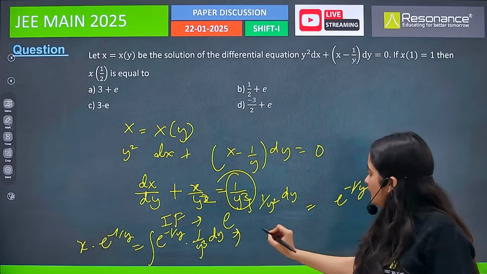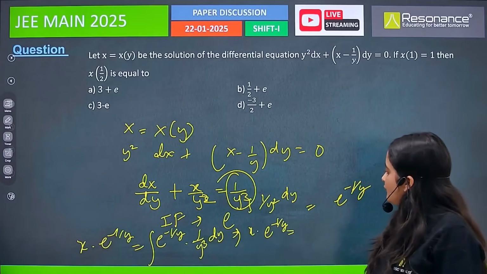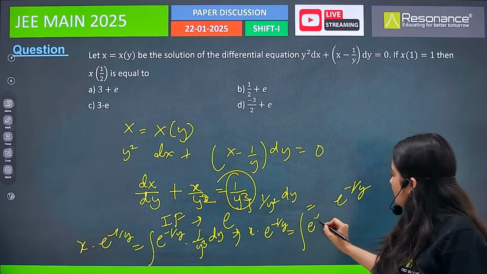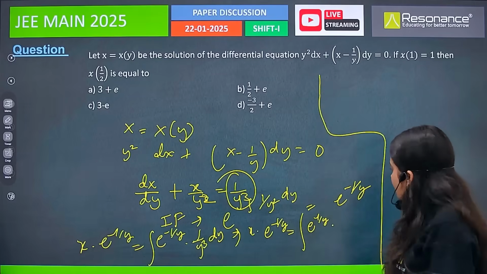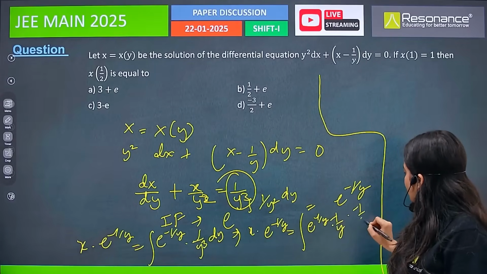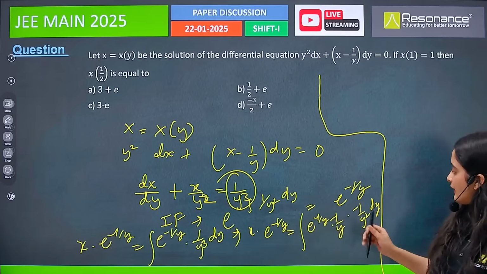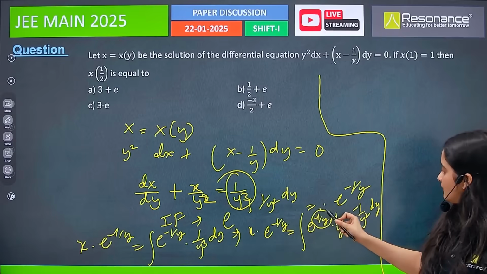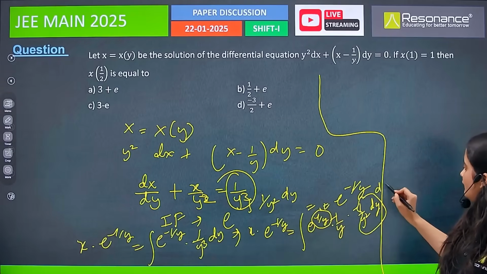Let's simplify this. x into e power minus 1 by y is equal to integration of e power minus 1 by y into 1 by y cube. 1 by y cube I can write as minus 1 by y into minus 1 by y square dy. If I substitute minus 1 by y as t, what are we going to get? 1 by y square dy as dt.